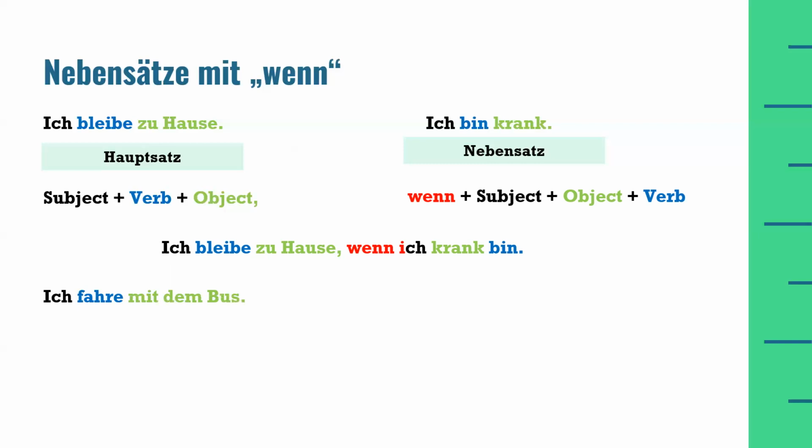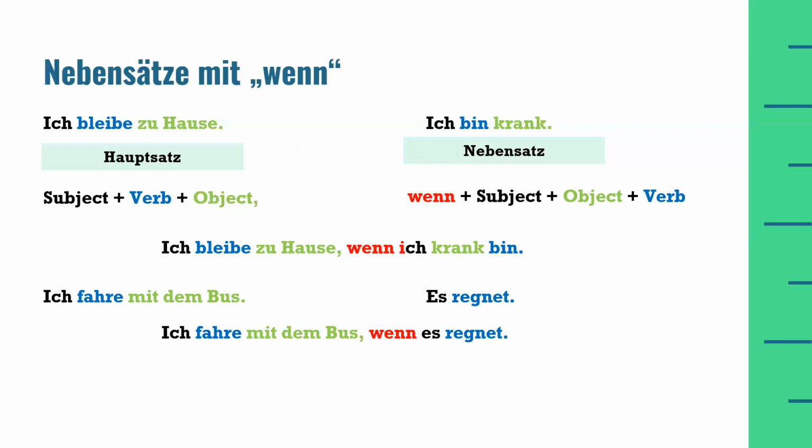Let's have a look at some other examples to understand it in a better way. Ich fahre mit dem Bus. I travel with the bus. Es regnet. It rains. Now, if we want to combine these two sentences with the help of the conjunction wenn, it will be Ich fahre mit dem Bus, wenn es regnet.